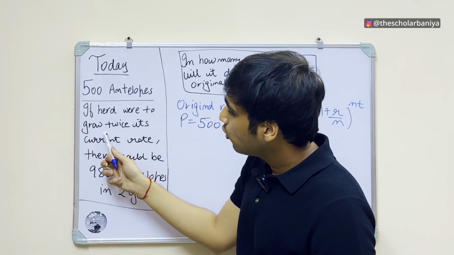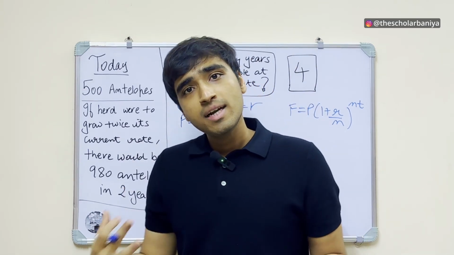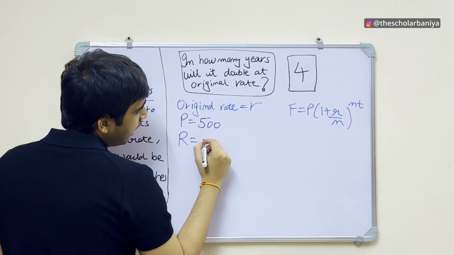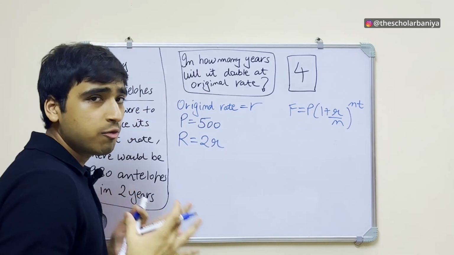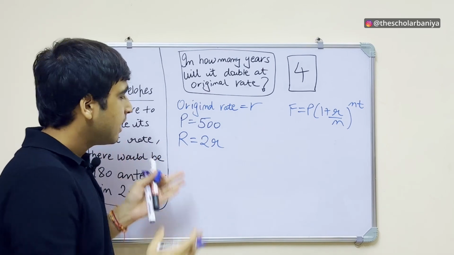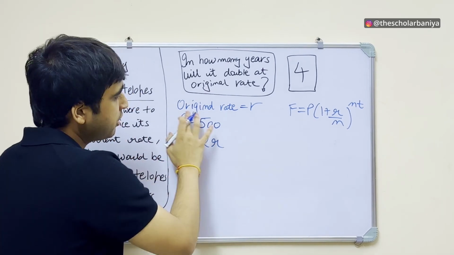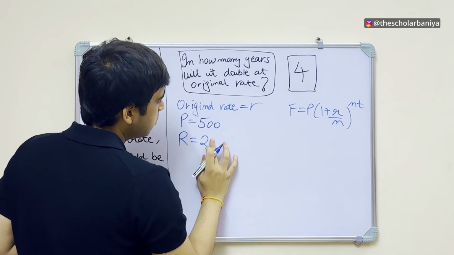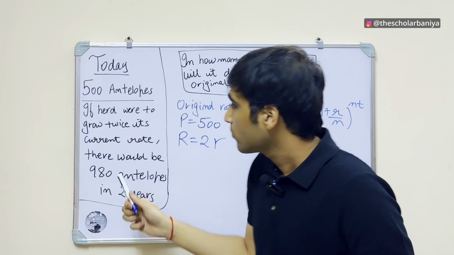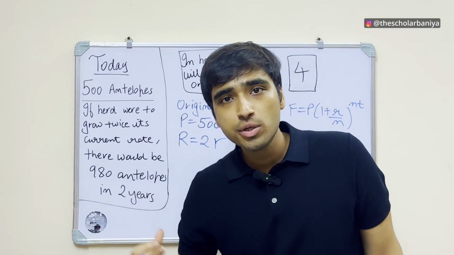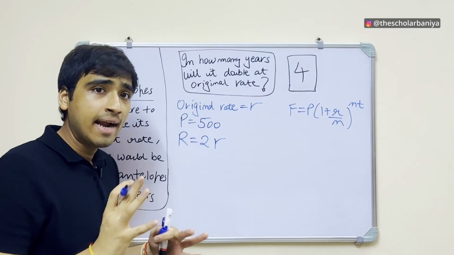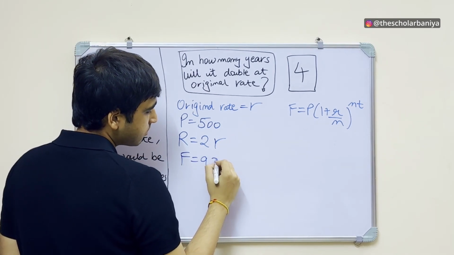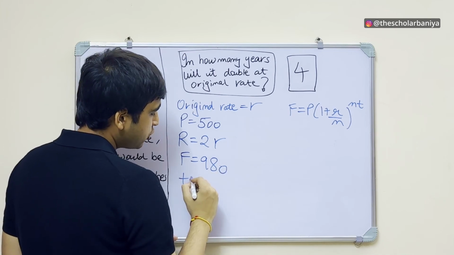So if the herd were to grow at twice its current rate, that means the new rate, which is capital R, becomes 2r. The original rate is small r, so it becomes 2r, right? There would be 980 antelopes in 2 years. So in 2 years, the number of antelopes would become 980. That means the final would be 980, right? And the time will be how much? 2 years.